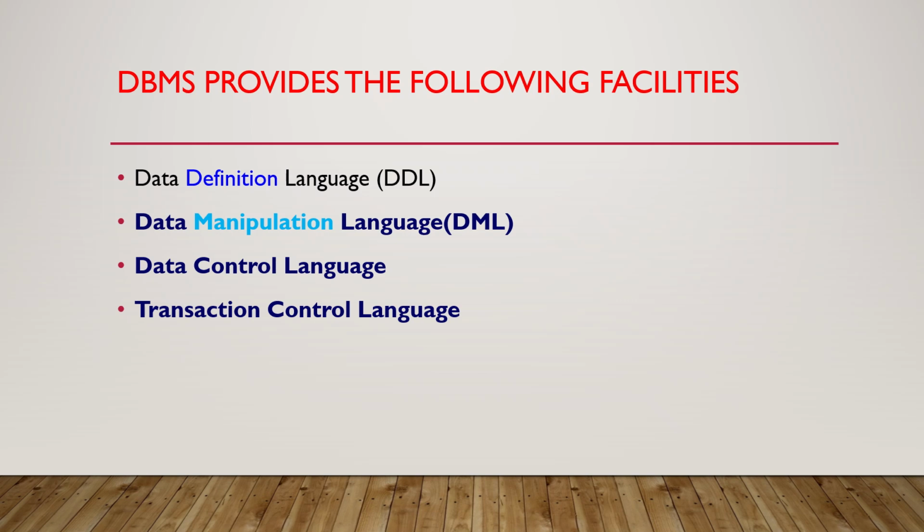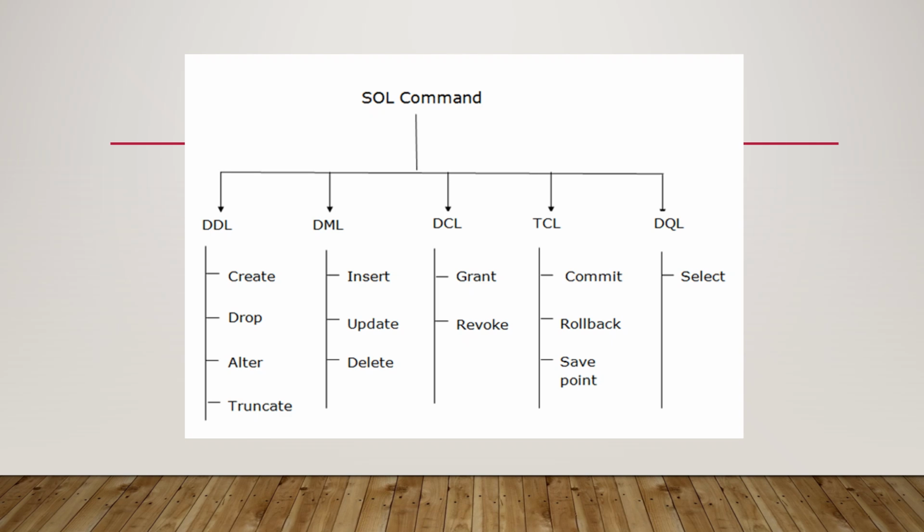So these are the queries we use in this DBMS. These are the facilities which the DBMS provides for our end users. First one is DDL. These are all languages. Data definition language, DML means data manipulation language, DCL means data control language, and the final is transaction control language. We can discuss them one by one. This is the SQL command set, which can be categorized into DDL, DML, DCL, TCL, and DQL also, which means data query language.